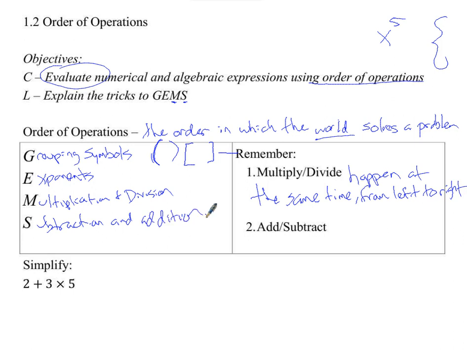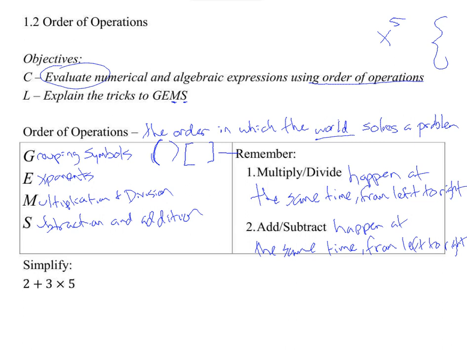And there's also something we have to remember with addition and subtraction, or subtraction and addition. What do we have to remember there? They happen at the same time. Anything else? Left to right. From left to right, that's right. That is your order of operations.